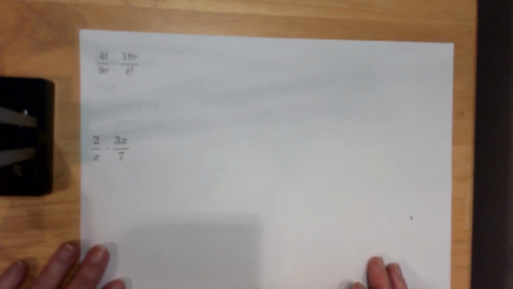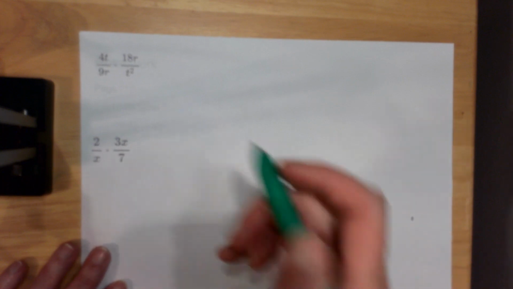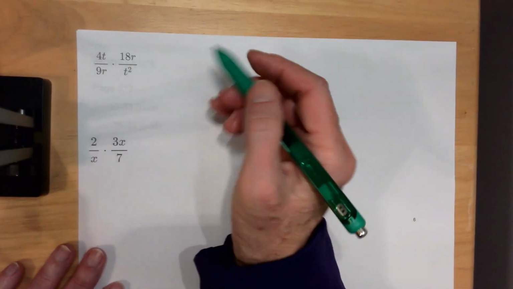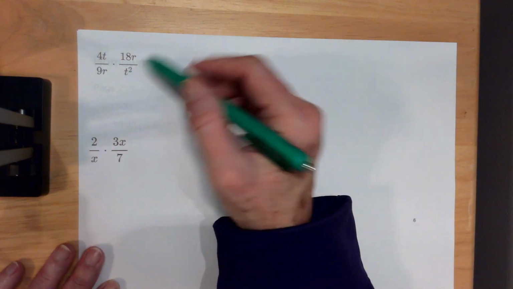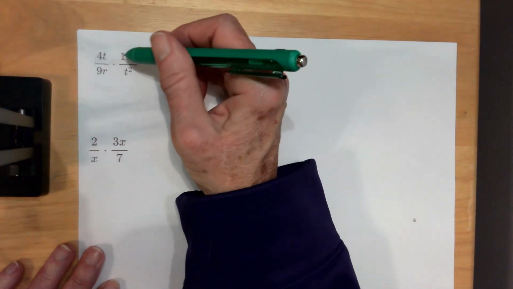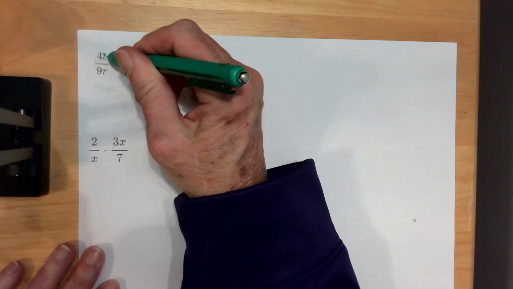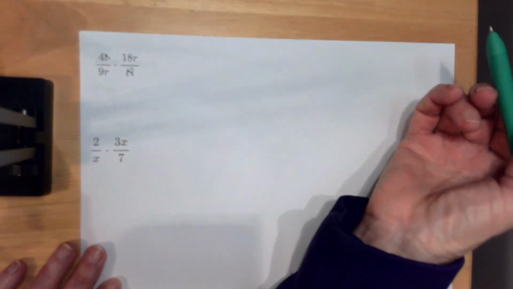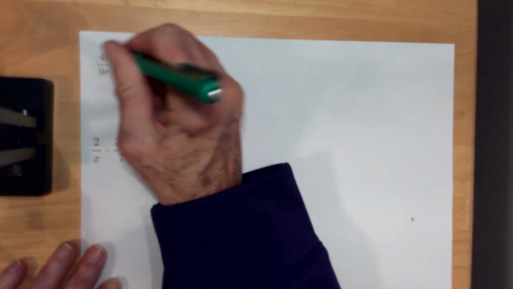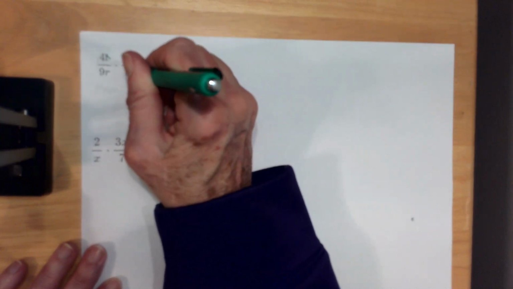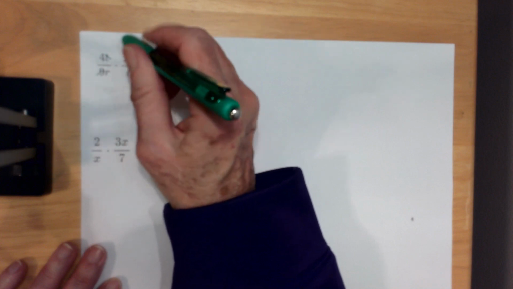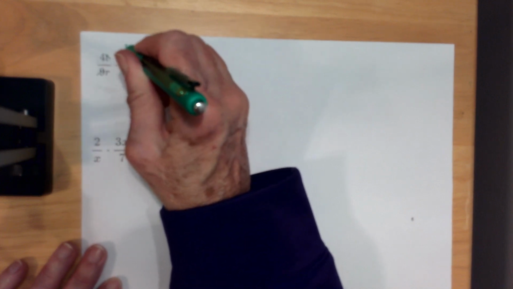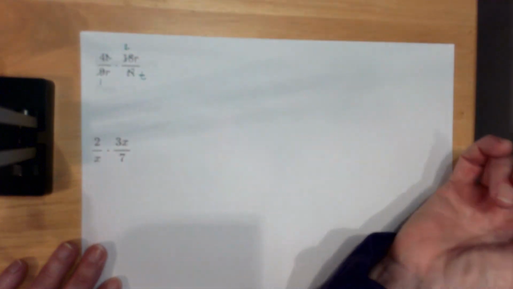Alright, I'm not sure that you can see that real good, but you've got 4, and I'll go ahead and rewrite it. Oh, there you go, now you can see it. Okay, I'm going to cross reduce this. So what I'm going to do is I'm going to take the t and the t squared, and I'm going to divide them both by t. So I have a t left, and it's on the bottom. I'm going to take the 9 and the 18, divide them both by 9. So I have a 2 on the top and a 1 on the bottom.